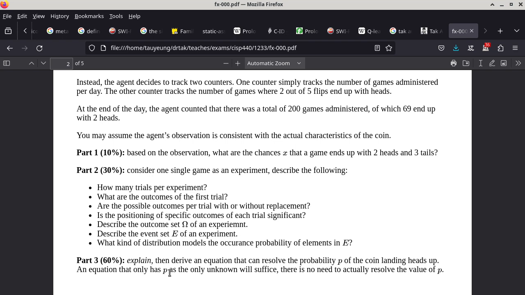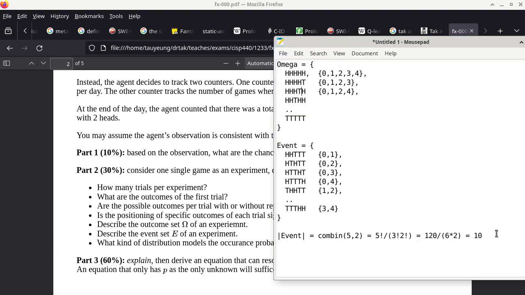Now, is it going to be simple to resolve using algebra, or is it something you need a spreadsheet to approximate? We don't care, as long as it is resolvable. There's no need to actually resolve the value of P. Do not attempt to resolve P, because it may not be a very simple thing. So how would we answer part three in this case?